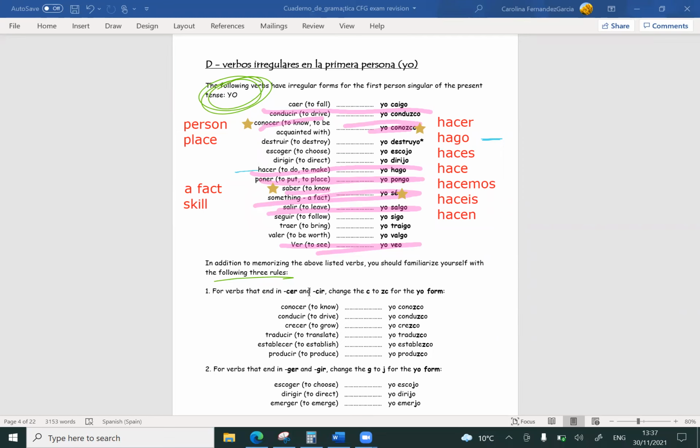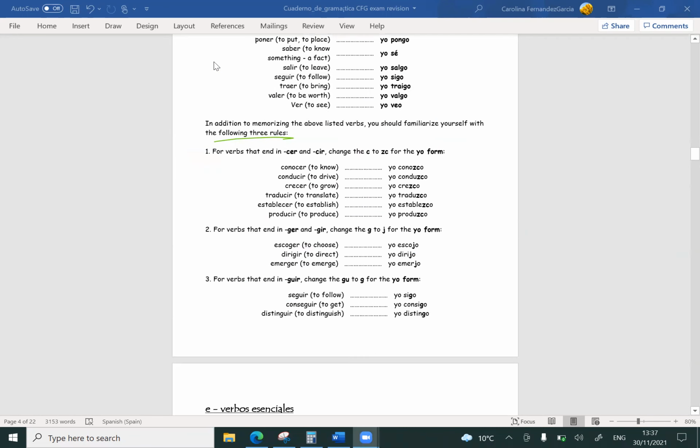Okay? Now, some people do not like to learn them as they are here. Some people prefer to memorize the rules. The good news about the rules is that they will apply to every single exception. So let's have a look at the rules. The verbs that end in cer and cir, this is literally the same as here. The verbs that end in cer and cir change the C to ZC. Remember, only when I'm talking about me in the yo form.